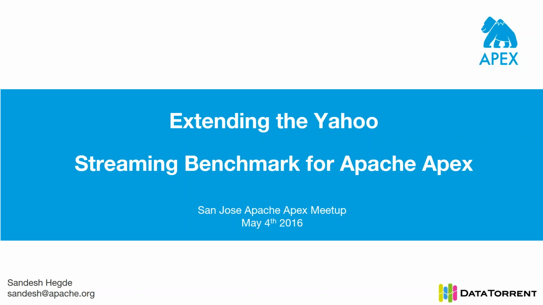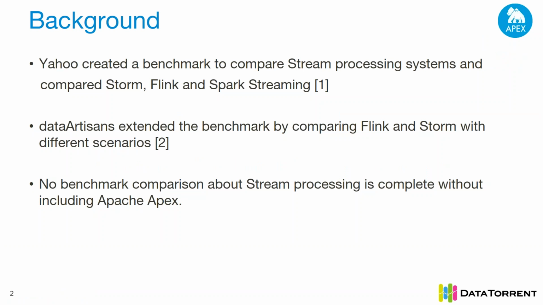So today it's about extending the Yahoo benchmark. To give you background on what it is, now in the market we have multiple streaming engines. So the Yahoo guys said, okay, let us benchmark a few of them. What they compared was Storm, Flink, and Spark Streaming. I have the reference, you guys can go and take a look at what they have done.